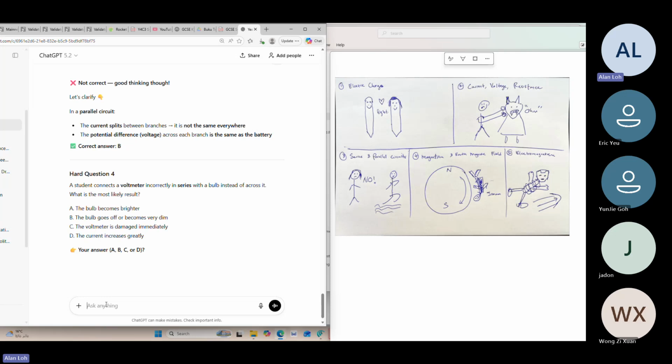Answer is B. Xuan got it correct. Right? Why is it B? Let's read the answer. The current split between branches is not the same everywhere. The potential difference across each branch is the same as the battery. Okay? It's not an easy question, by the way. But well done, Xuan. Okay, let's do Xuan. Question 4.